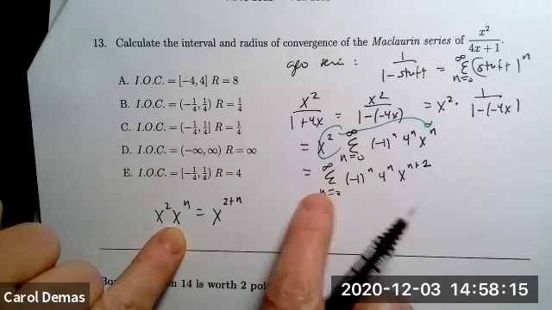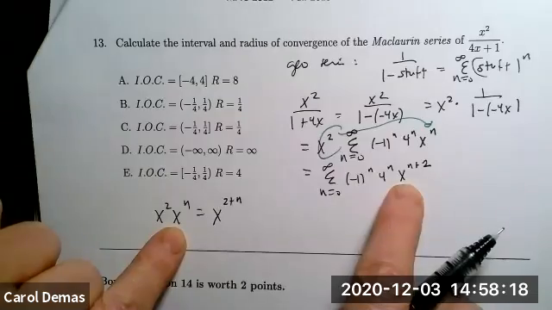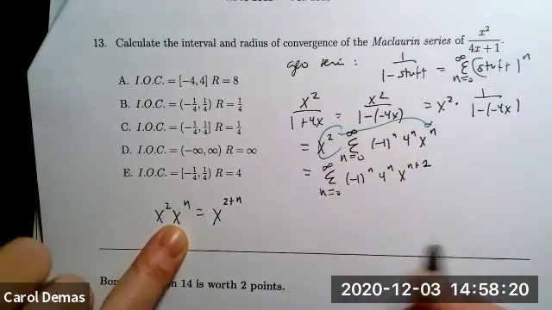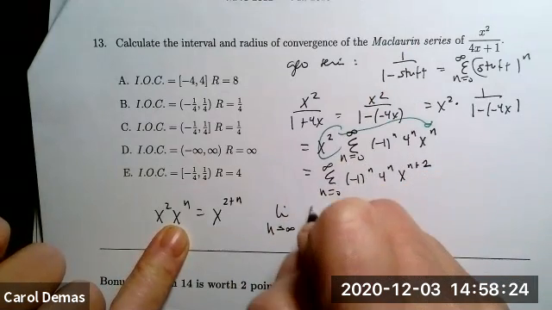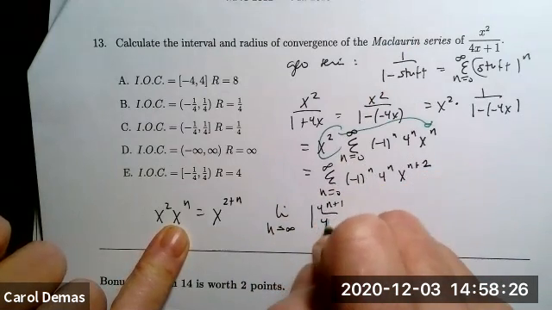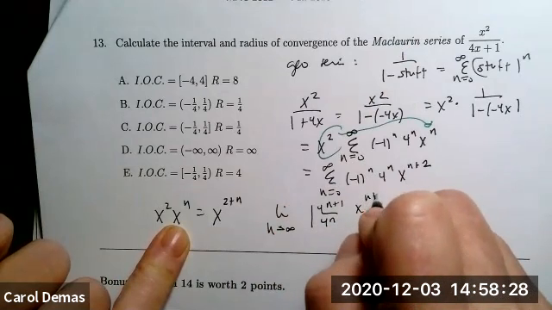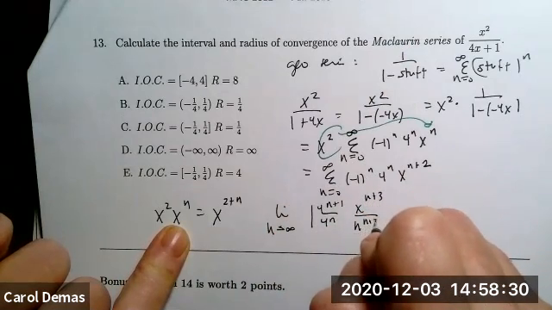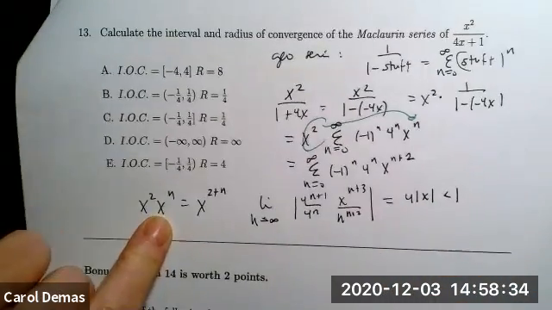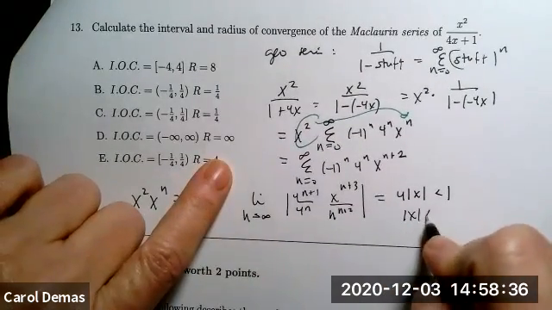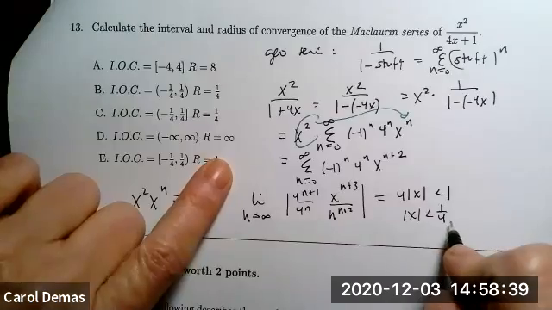All right. Okay, now let's do the ratio test to find the radius. And we don't need the alternator. That's going to be 4 to the n plus 1 over 4 to the n, x to the n plus 3 over x to the n plus 2. And that's going to give us 4x less than 1. So the radius is going to be 1/4.